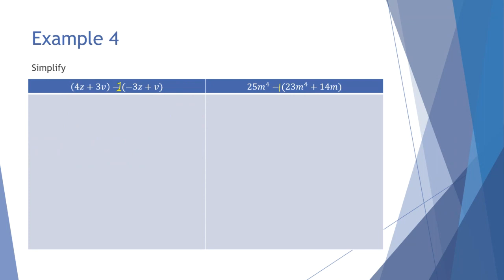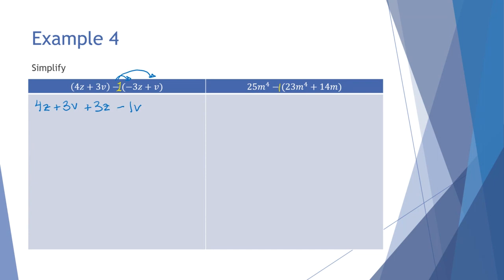So for the 4z plus 3v minus negative 3z plus v, the first set of parentheses, I don't need to do anything. I can just ignore them because there's no negative sign or number in front of them. The second set, that's where I need to distribute. So I'm taking that negative 1 and multiplying it through. Negative 1 times negative 3 is a positive 3, so that's plus 3z. And then negative 1 times v, that's minus 1v.